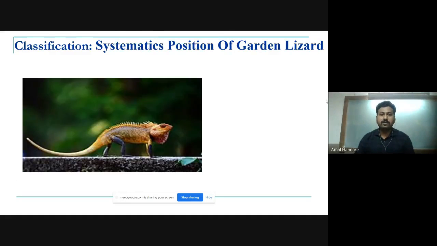So this Calotes versicolor, you must have seen in and around your house or at many other places. It is commonly called the garden lizard. In Hindi, it is called girgit, or in Marathi we call it sarda. And it is present in most of the areas where the insects or other food material for this animal is available.